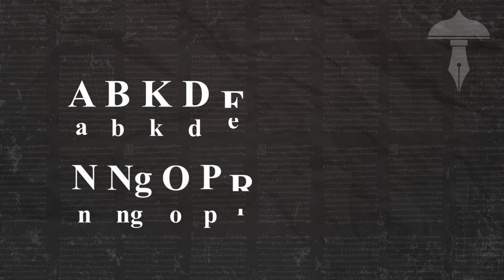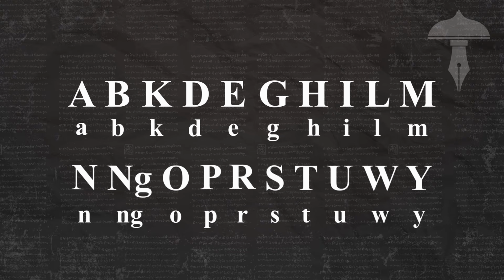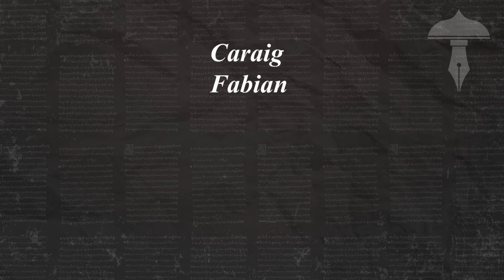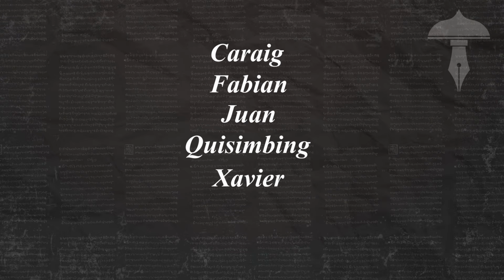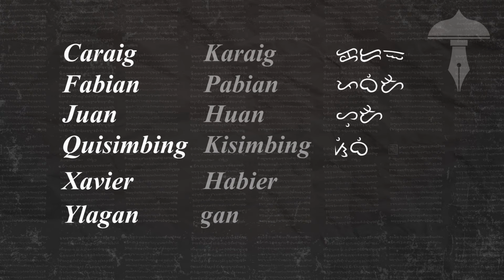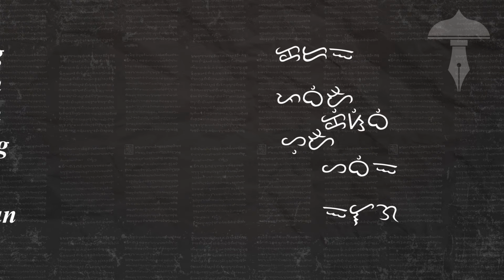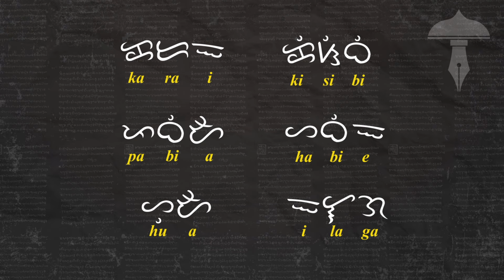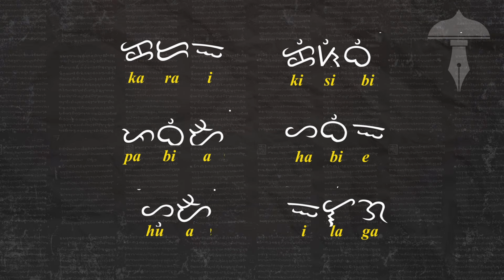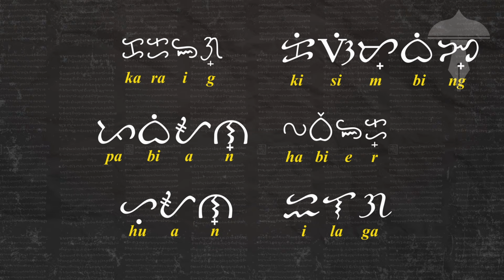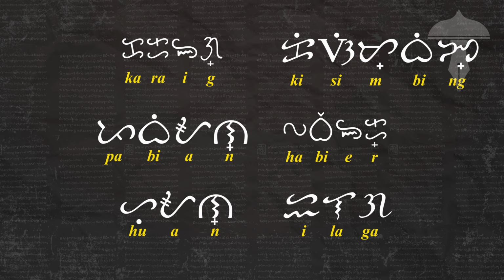For convenience, many Baybayin enthusiasts use the old Abakada alphabet as their phonetic guide. And for names such as Karaig, Fabian, Juan, Kisimbing, Javier, and Ilagan, they are often abakadized and converted to Baybayin soon after. Historically, they were written without standalone consonants, but modern enthusiasts use other historical versions such as the Lopez 1620 or the Bicol version to include these cancelled consonants and other characters.